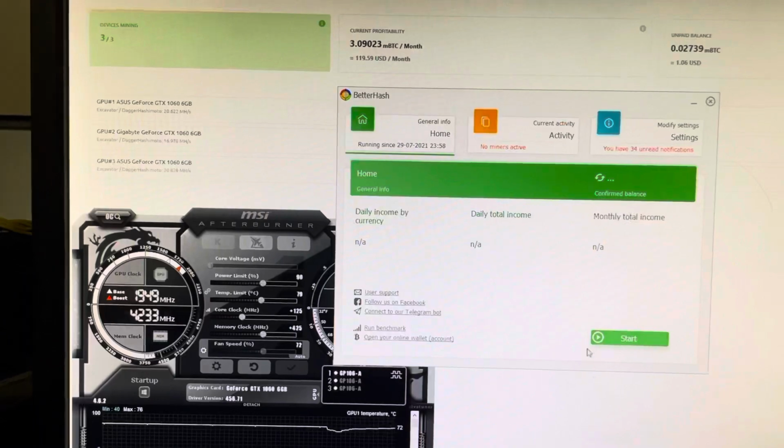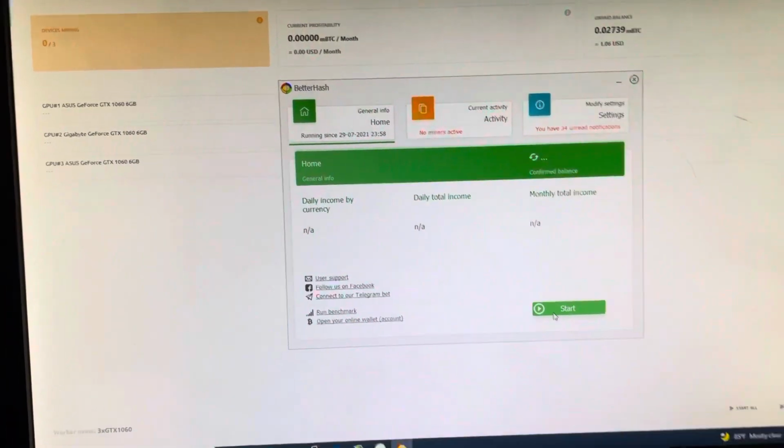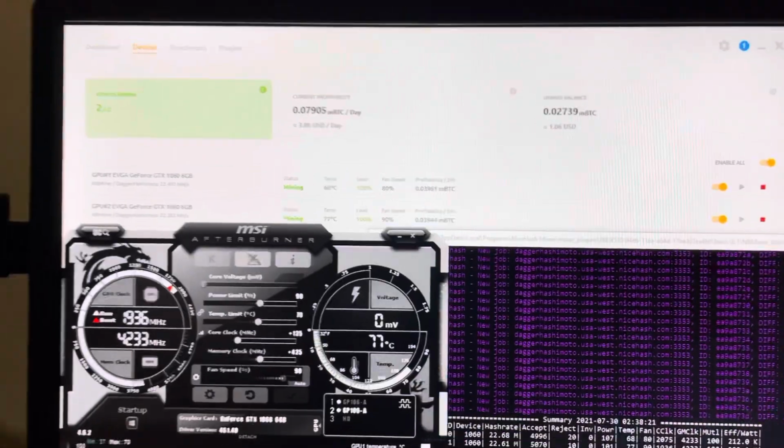I'm actually gonna switch them back to Ethereum, because I do want some Ethereum before Ethereum mining goes away. So thank Betterhash for that. But yeah, current profitabilities. As you guys can see, Nicehash is a little bit more profitable than Betterhash at the moment, but you do get paid in Ethereum with Betterhash.